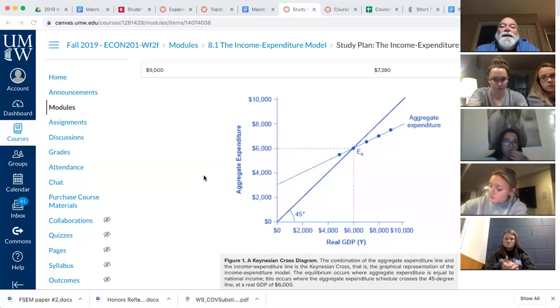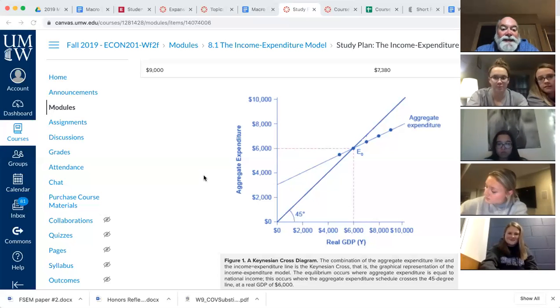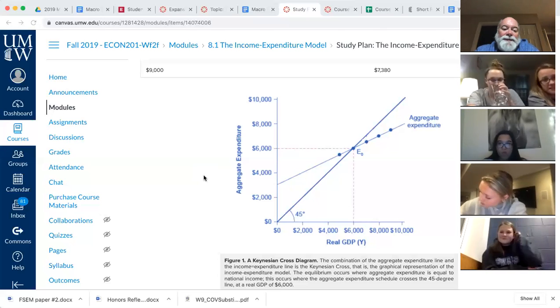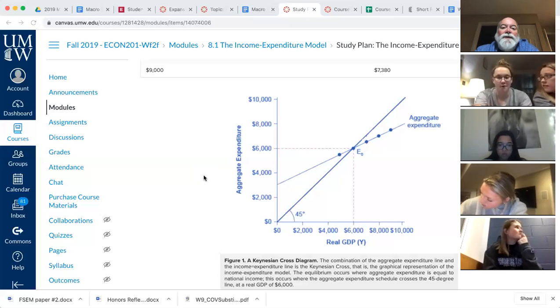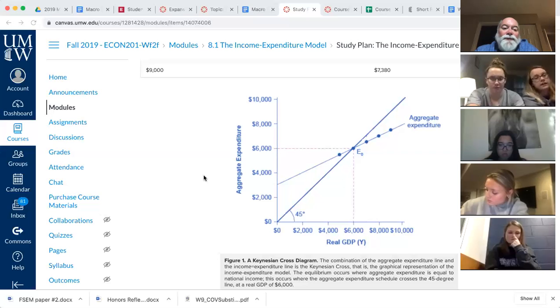Then what happened in 1930? The Great Depression hit. The Great Depression wasn't just a U.S. phenomenon. It was a worldwide phenomenon, very global. But focusing on the US, we know that GDP fell a huge amount. Unemployment got as high as 28%.